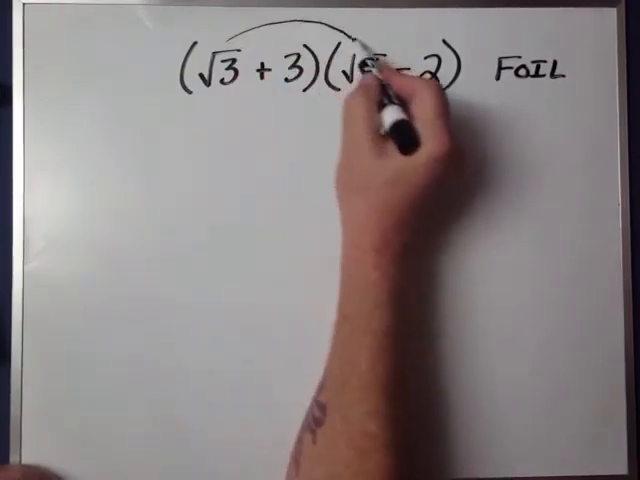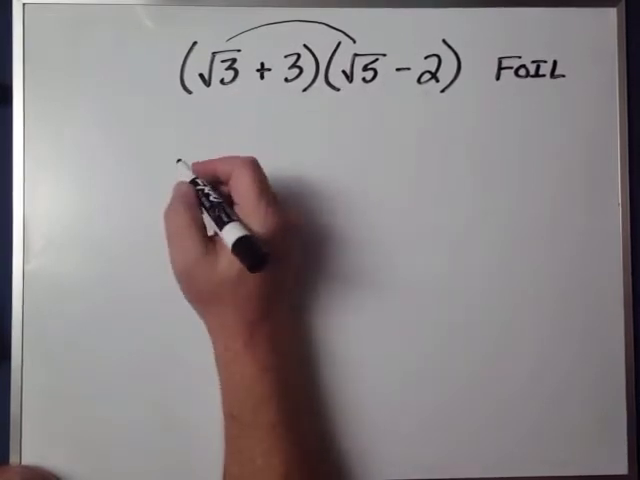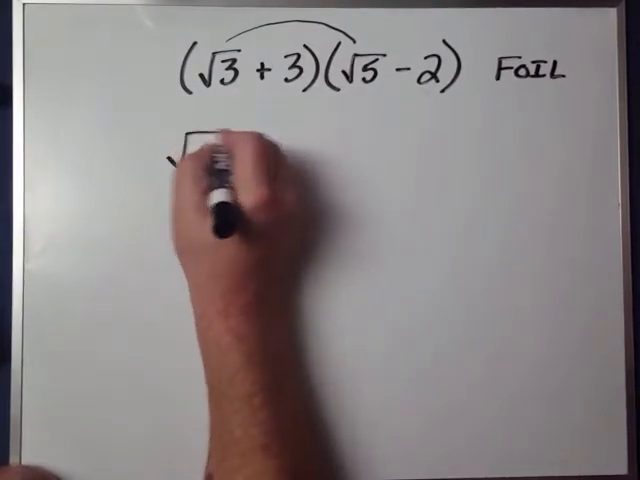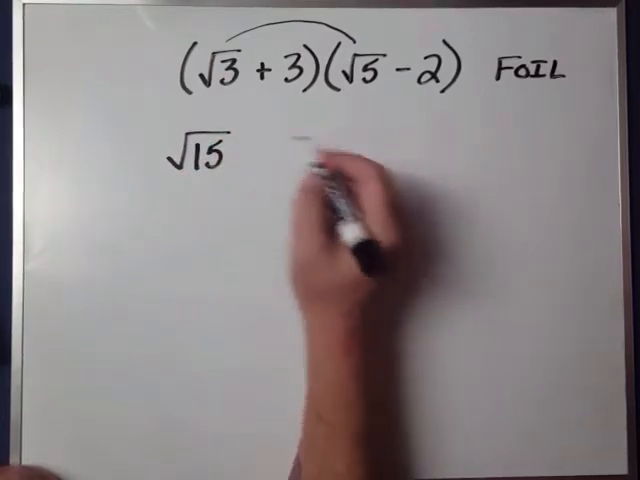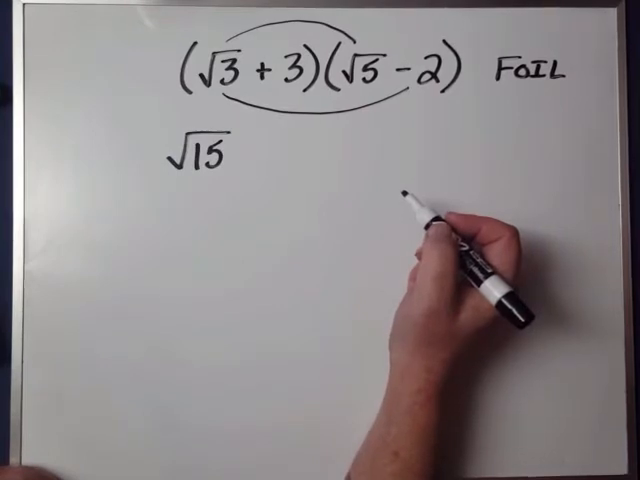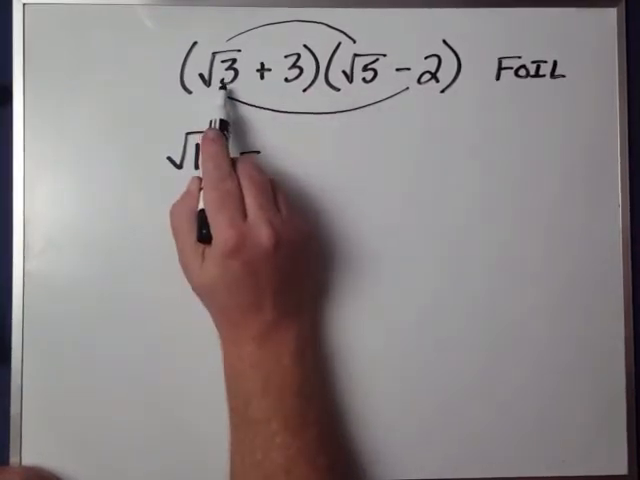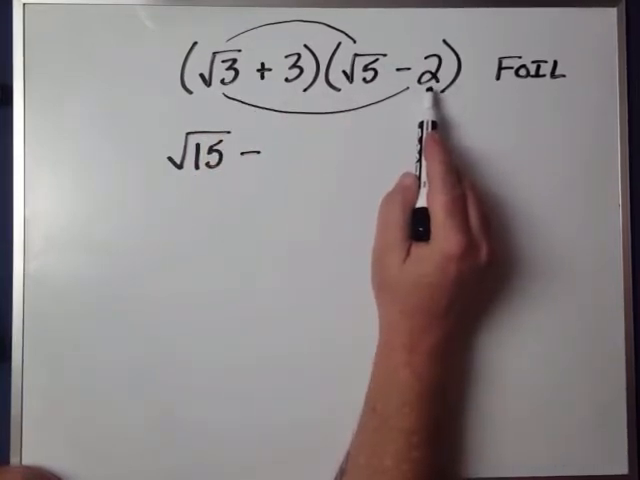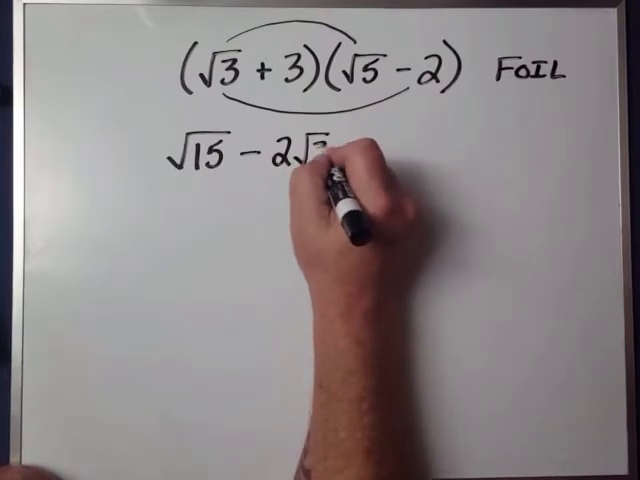Product of the first, square root of 3 times square root of 5. The 3 and the 5 are both insiders. So that's going to give us square root of 3 times 5, which is square root of 15. The outside, watch your signs. Positive times a negative is negative. That 3 is an insider. That 2 is an outsider. So I simply get negative 2 square roots of 3.